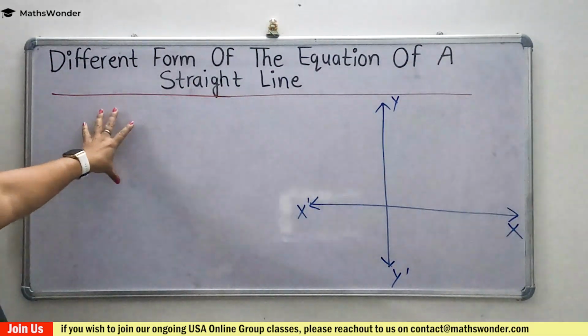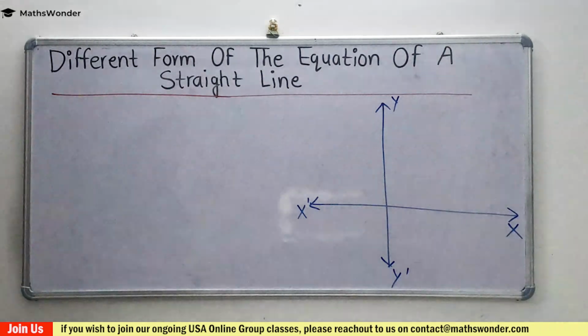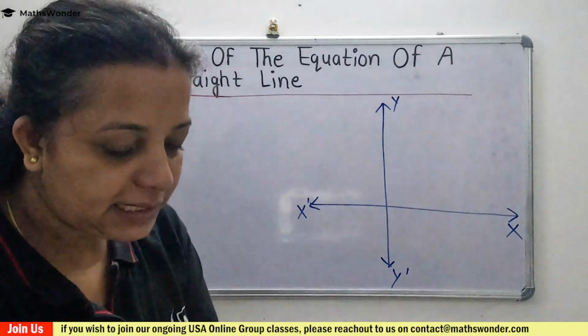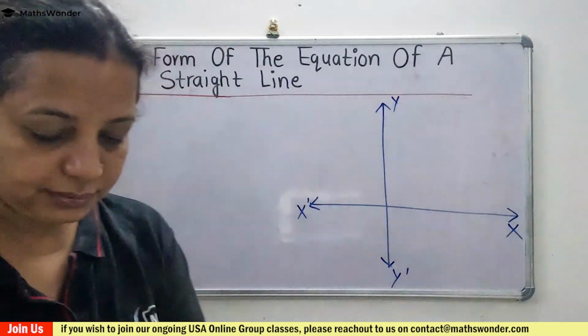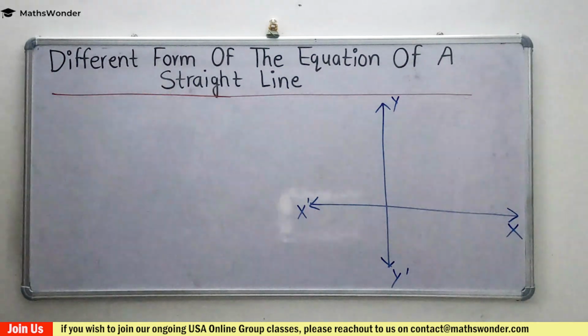So now I am going to teach different forms of the equation of a straight line. We have seen that a first degree equation in x and y represents a straight line, right? Do you know the straight line equation? What was the straight line equation? Remember the straight line equation?